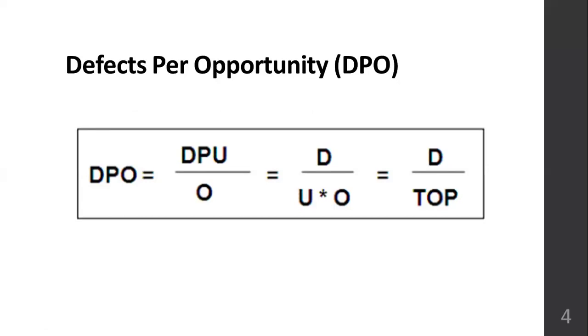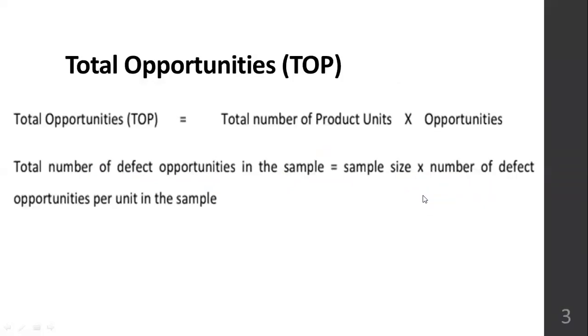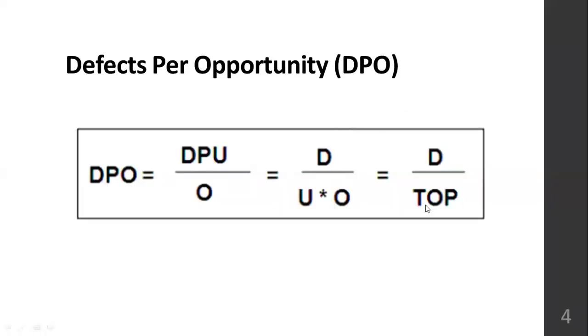Then you have defects per opportunity, DPO. So this is just cross multiplying. Okay. D stands for the defects divided by total opportunities, which we have discussed just now. Whatever answer you get in the first formula, you put that in the denominator, and the number of defects, the total number of defects that you have found, is the numerator. Numerator divided by TOP, total opportunities. Opportunities will be the denominator, total defects will be the numerator. That's how you get the defects per opportunity, DPO. Okay.